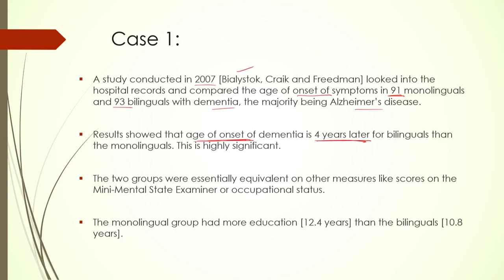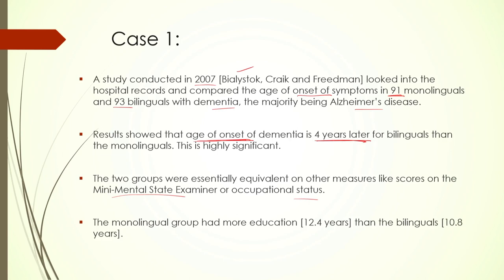Now in this particular study, the gap was found to be 4 years, which is quite significant. The two groups were otherwise essentially equivalent on other measures like mental state examination, occupational status and so on, because those things need to be controlled so that they are not contributing variables. So, the finding in this case is that bilingualism probably has an impact, probably has some amount of immunity in the face of mental cognitive disorders.